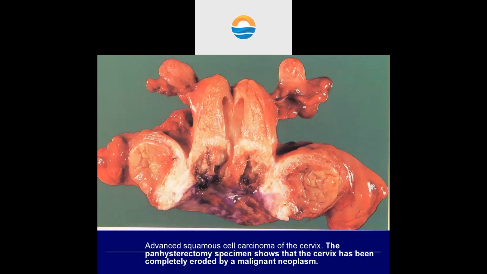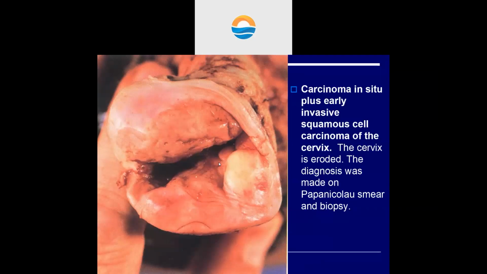And you see here the invasive growth, which helps to make the right diagnosis. Carcinoma in situ plus early invasive squamous carcinoma of the cervix. Here, look, the cervix is eroded. The diagnosis was made on Papanicolaou smear and then followed by biopsy.